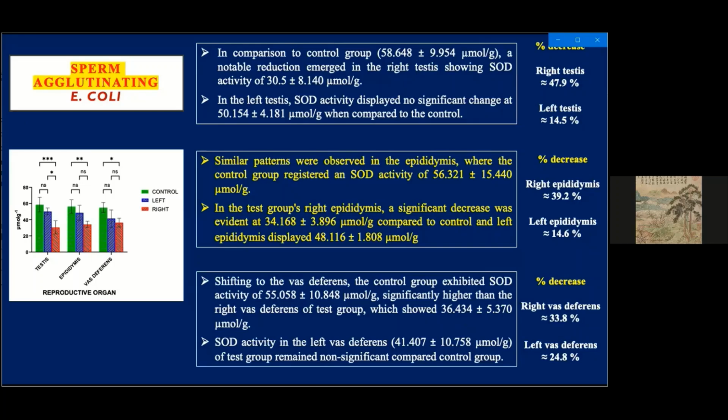From the results, it can be observed that there was again a decrease in the superoxide dismutase activity in the right side of the organs as compared to the left side of the organs, and again there was a significant decrease in the right testis as compared to epididymis and vas deferens. So antioxidant activity checked by superoxide dismutase activity also showed the same results as we have seen in the case of the reduced glutathione.